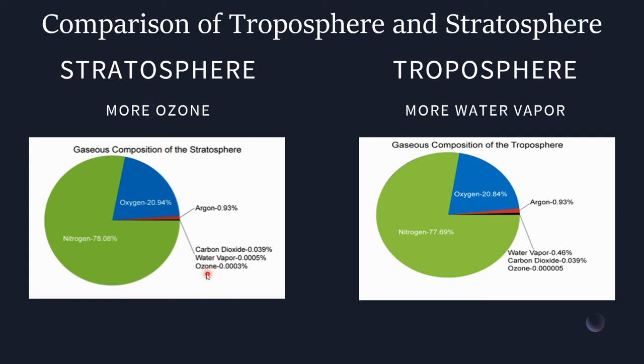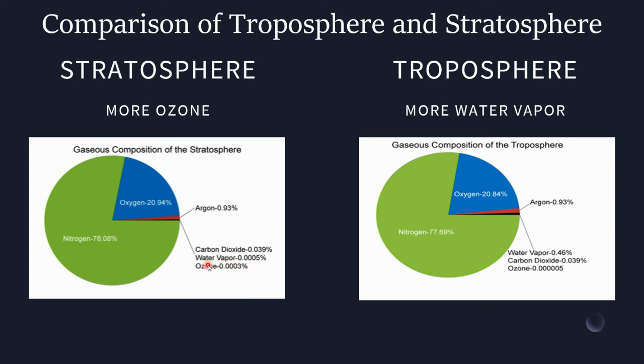If you look at the stratospheric ozone, then you will see that 0.0003% of the total composition of the stratosphere is ozone. Then if you look at that in the troposphere, that will be 0.000005% of the total composition of the troposphere. So you can see from these two that ozone is much less in quantity, in mass, in the troposphere compared to the stratosphere. So this is one of the distinguishable factors between these two layers, and another is water vapor.